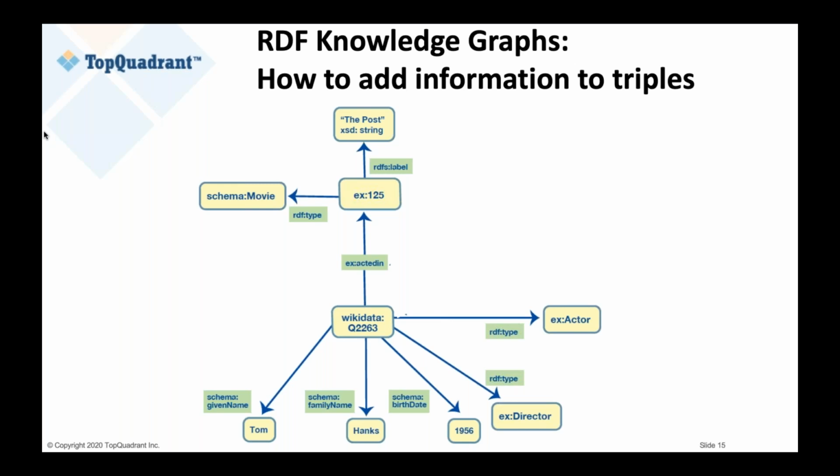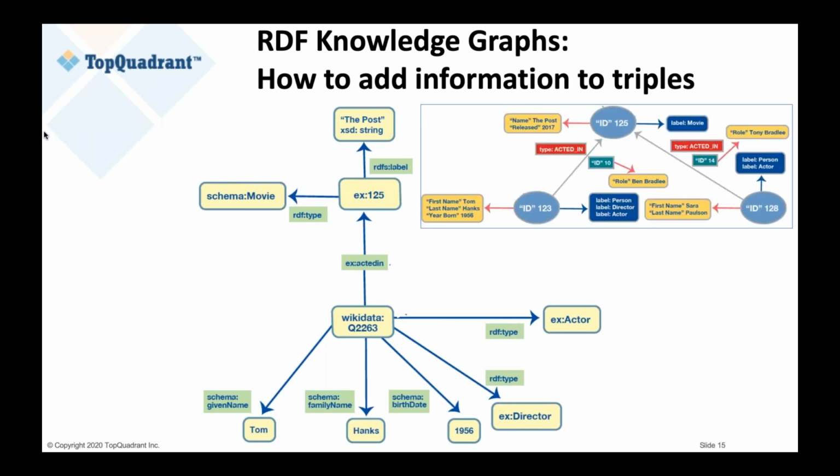But that's not exactly true, and maybe some of you already noticed this. So there is one difference. If you look at the property graph, you see that we've got this annotation on the edges, on the acted in edges, where we have additional properties hanging off those edges, saying that Tom Hanks played the role of Ben Bradley and Sarah Paulson played the role of Tony Bradley in that particular movie.